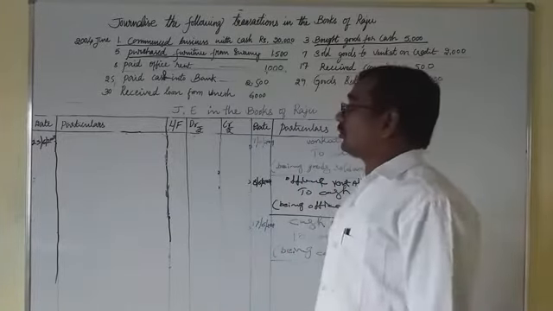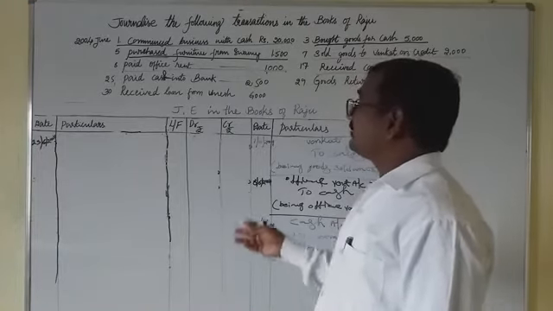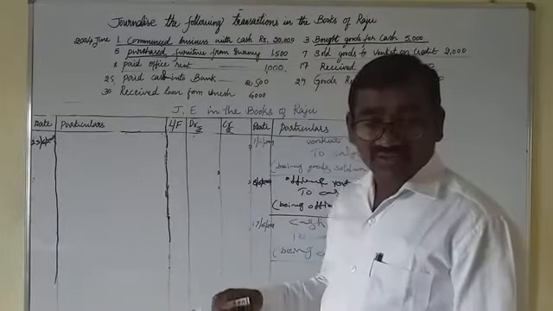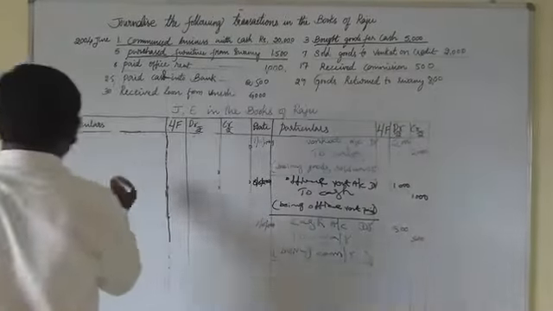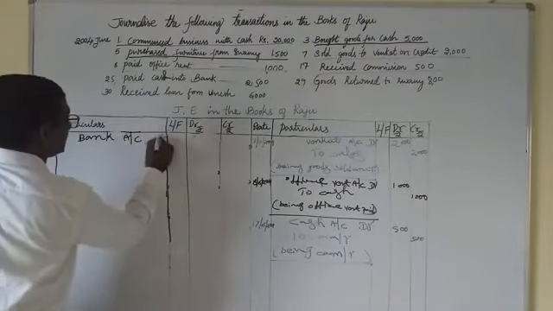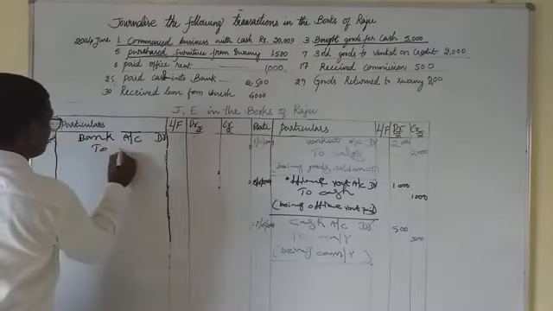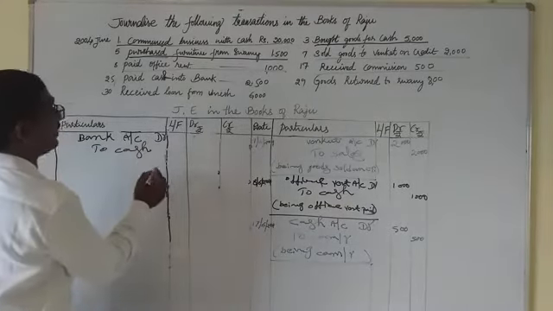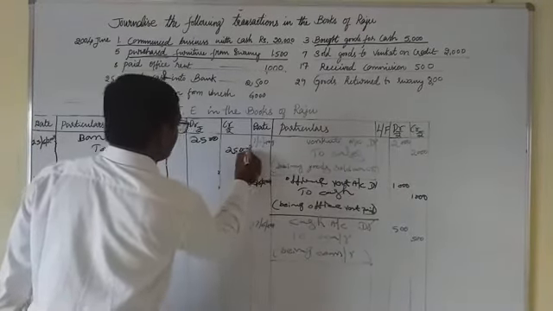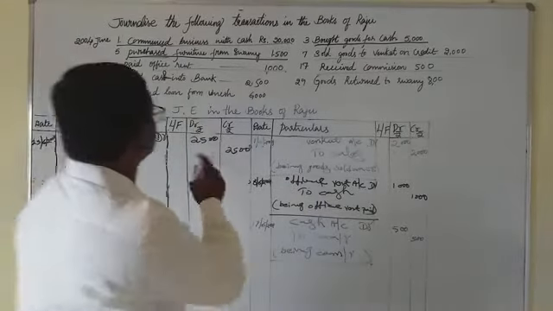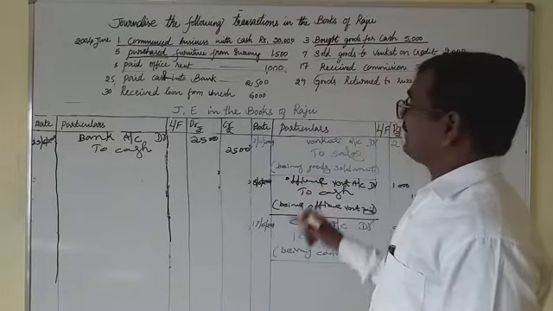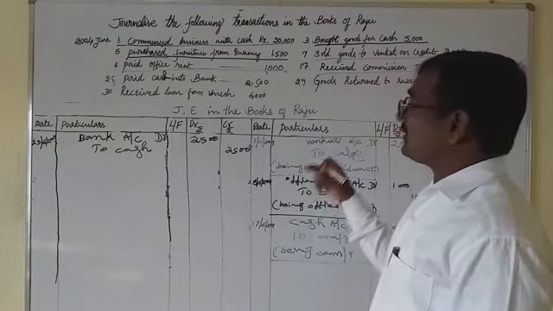See the personal account rules: debit the receiver, credit the giver. Who is the receiver? Bank. So bank account debit to cash account, 2500. See the entry: paid cash into bank rupees 2500.